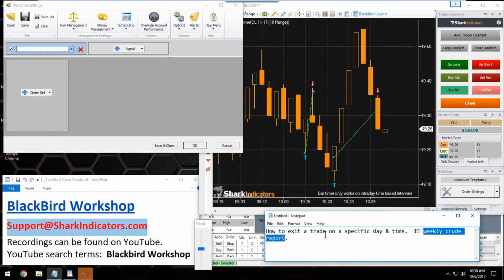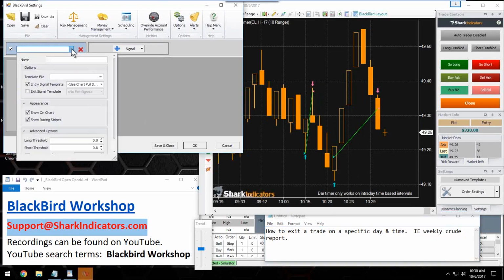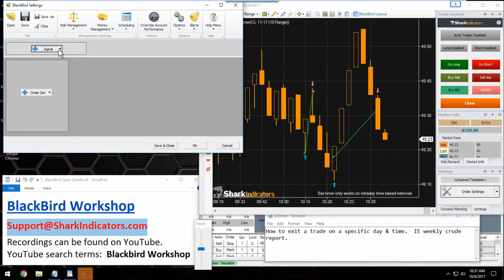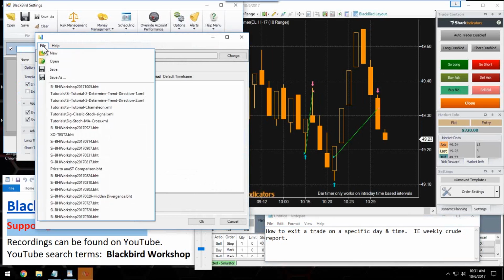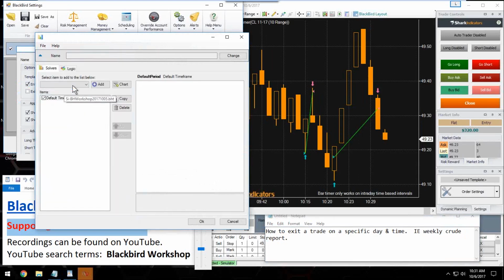So yesterday we built a BloodHound signal to exit at that time of day. So let's set something up here. I had a BloodHound signal started there. So let's get this started again, and let's load up yesterday's workshop file. There it is.